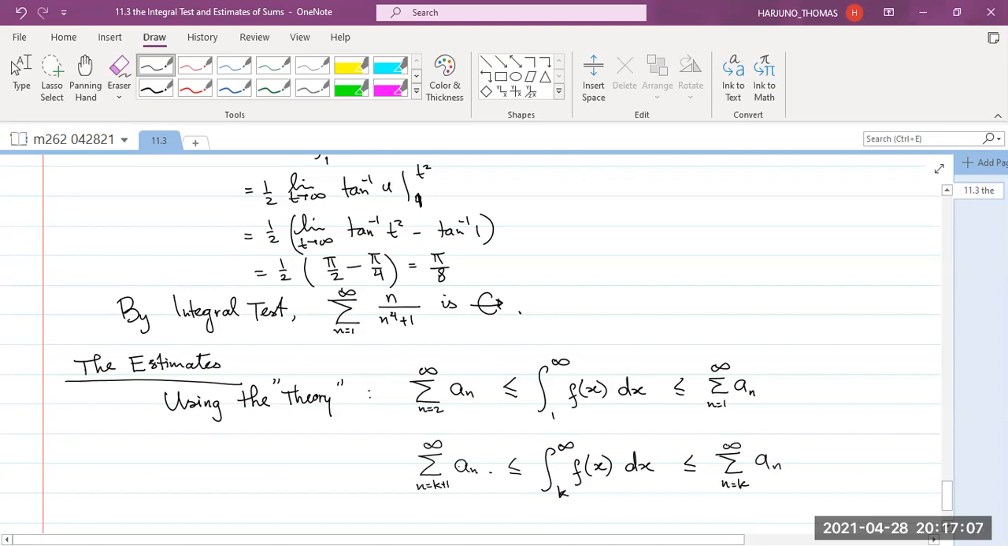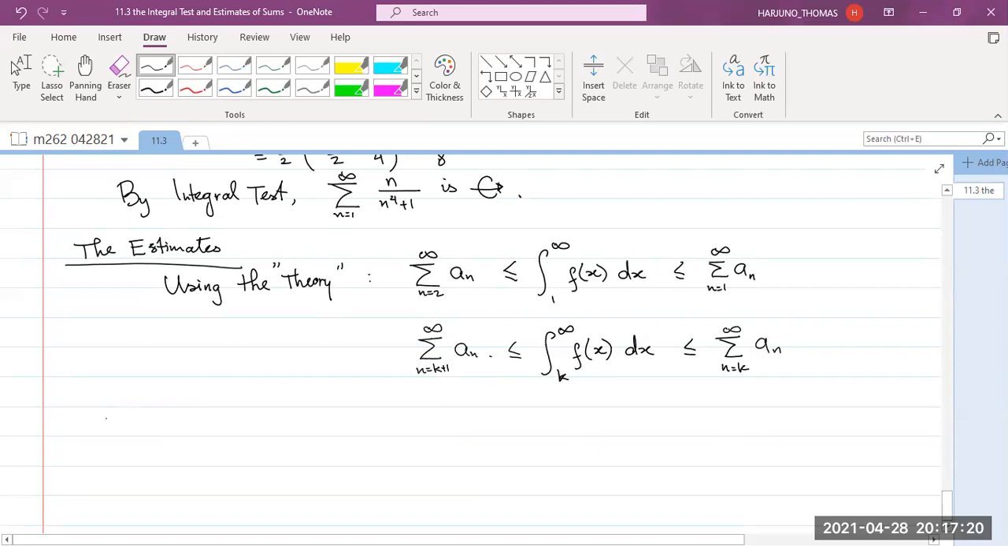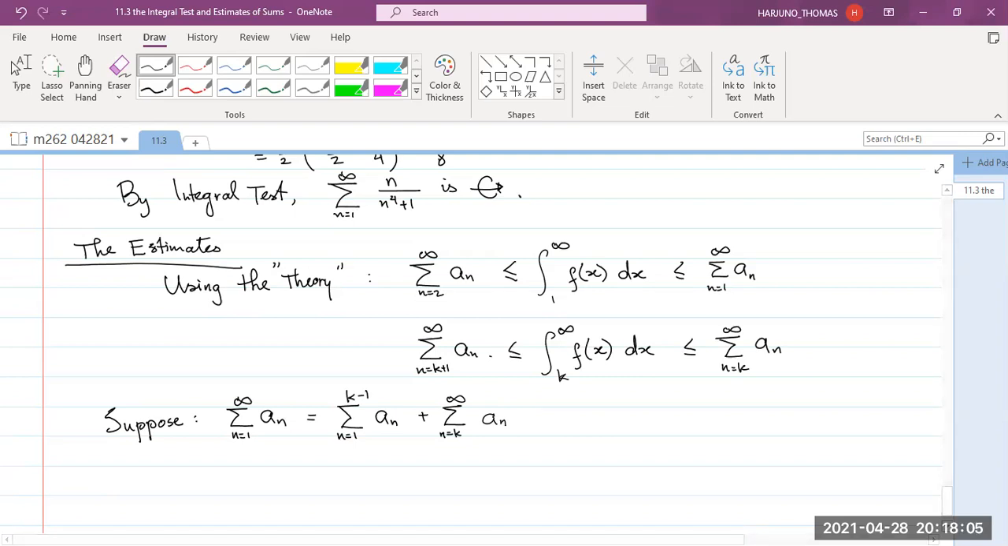Why do we need that? I want to do it this way. Okay, suppose we consider the summation from n equals 1 to infinity. This infinite series here is separated into the sum up to k, maybe k minus 1 to be more precise, plus the sum from the kth term to infinity. Maybe use this one here. I use k here, and this is k plus 1.